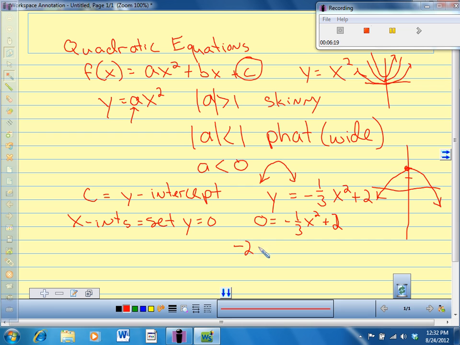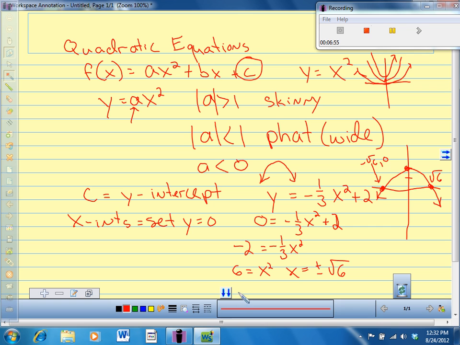I get negative 2 equals negative 1/3 x squared. I am going to multiply through by negative 3, which gives me 6. Isn't it? Yes. Positive 6 equals x squared. So x equals plus or minus the square root of 6, which is about 2 point something, right? So that's where it's going to cross. This is positive square root of 6. And over here, this is negative square root of 6, comma 0.